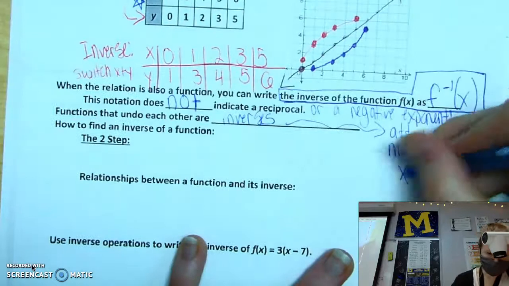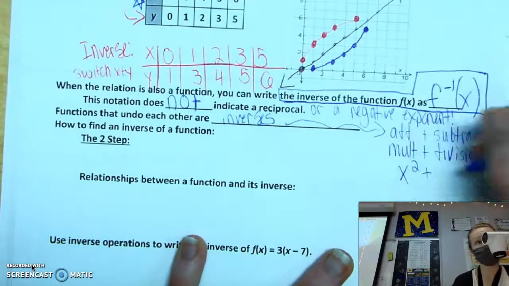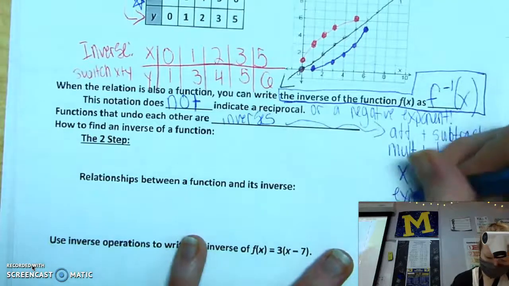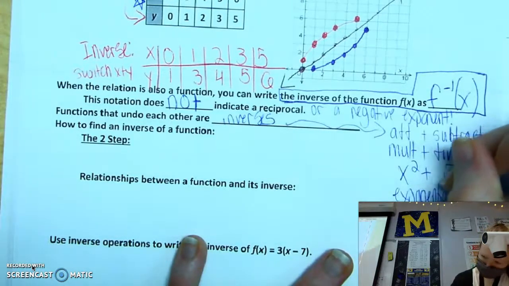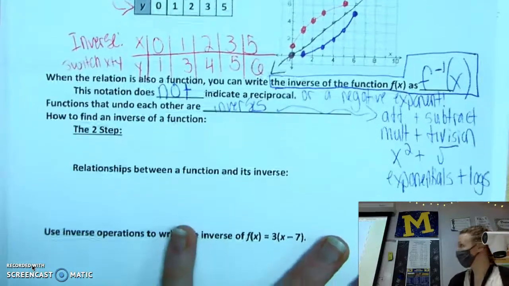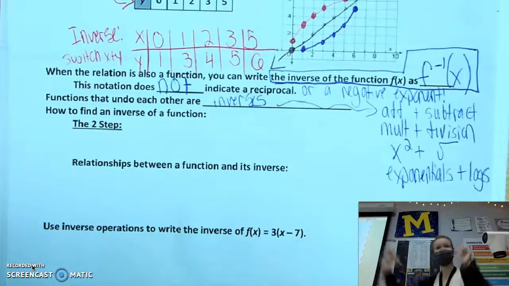How about x squared? What's the opposite of squaring? Square roots. So for exponentials, we're going to have logarithms, right? So these are all inverse operations of each other.